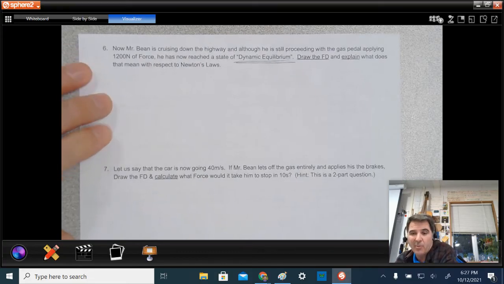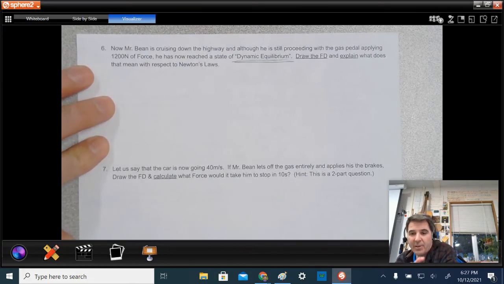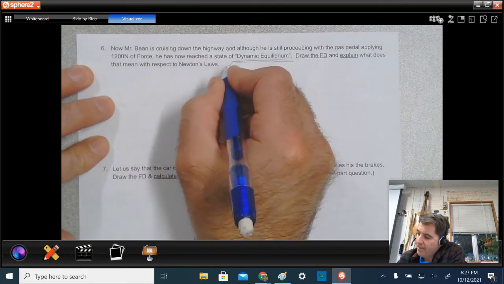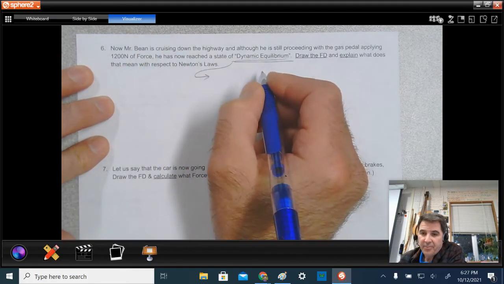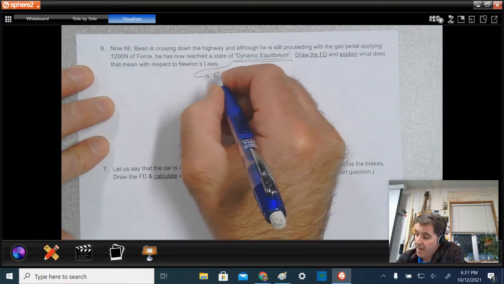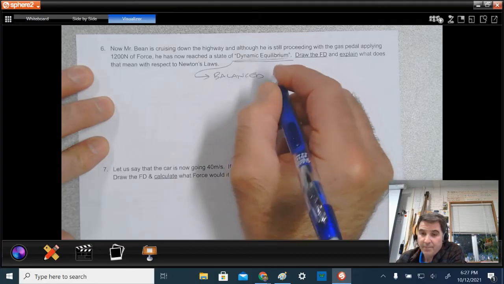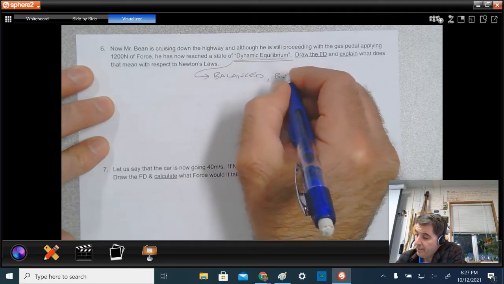Dynamic equilibrium. How am I going to draw this force diagram? So this word, dynamic equilibrium, what does that mean? It means that it's balanced, right? But moving.